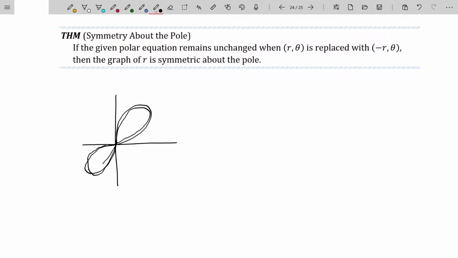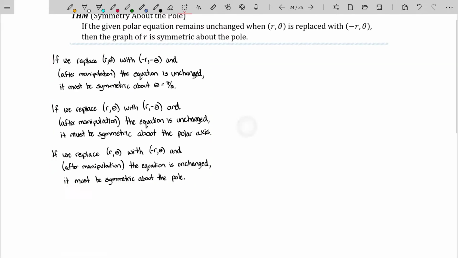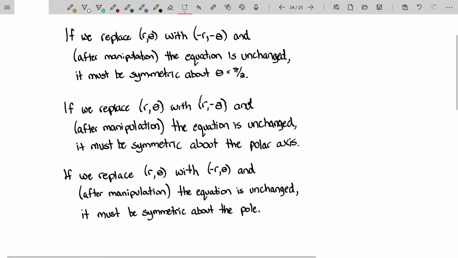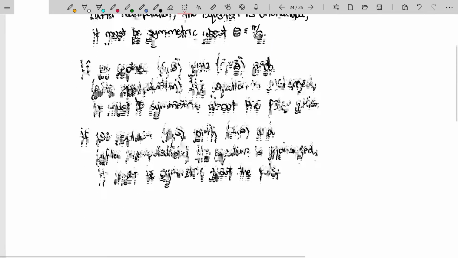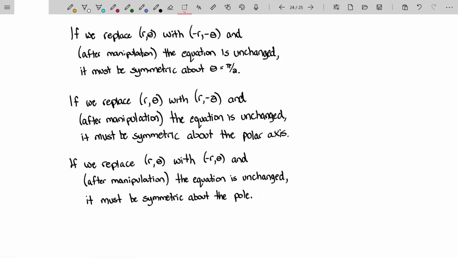So this really does kind of build all of our symmetries into one final statement, which is all the stuff we said just a moment ago, and then the third paragraph down there: if we replace r comma theta with negative r comma theta, and after some manipulation the equation is unchanged, it must be symmetric about the pole. Now, polar curves can have multiple symmetries. So if you find that you have all 3 symmetries or something like that, then there's very little graphing that you need to do, and you should be super happy about that.